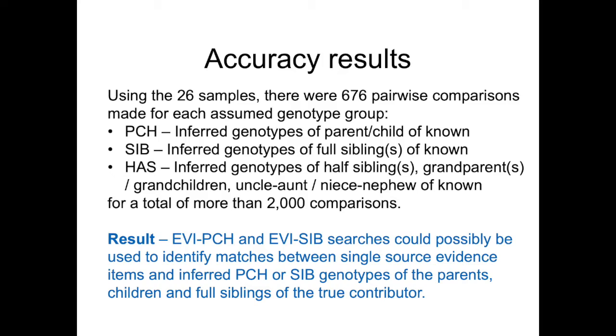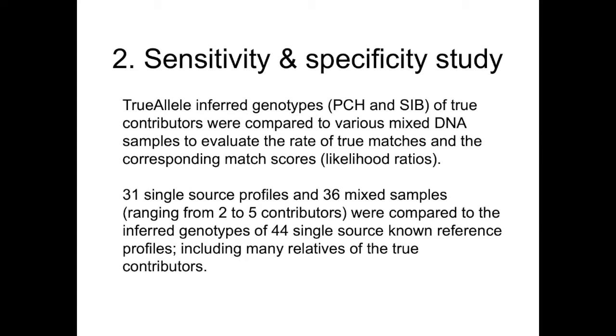Looking at the results, it was concluded that evidence to parent-child and evidence to sibling searches could possibly be used to identify matches between single-source evidence items and inferred parent-child or sibling genotypes of the parents, children, and full siblings of the true contributors. In the sensitivity and specificity study, TrueAllele inferred genotypes from parent, children, and siblings of true contributors were compared to various mixed DNA samples to evaluate the rate of true matches and the corresponding match scores.